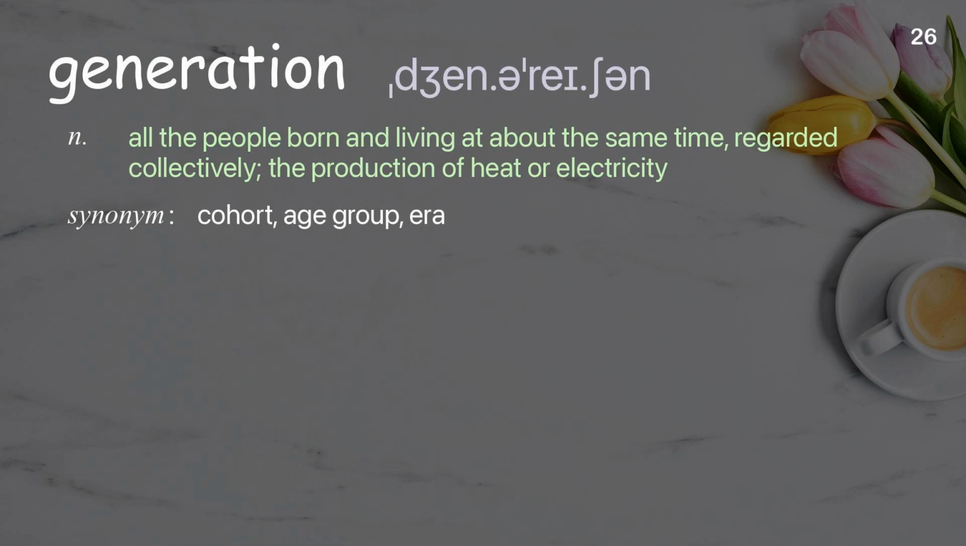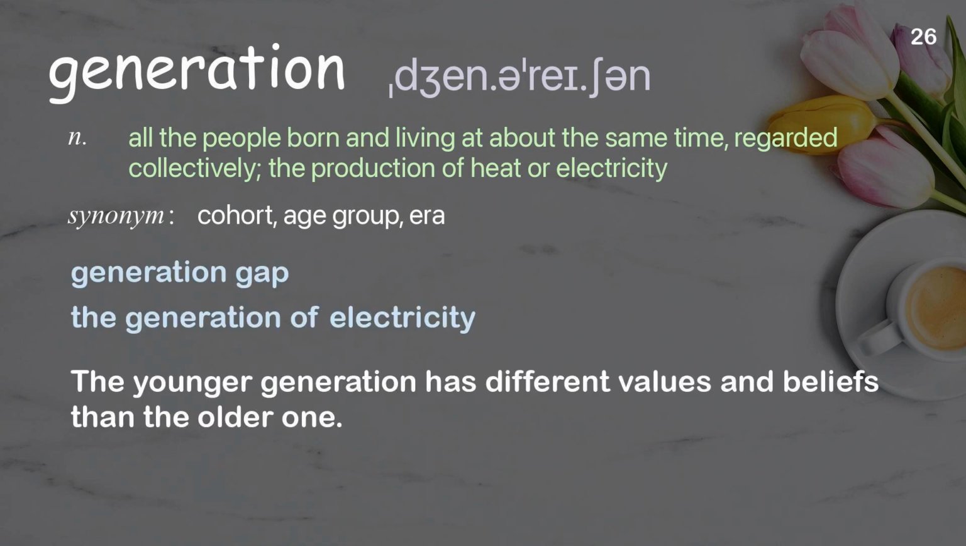Generation: all the people born and living at about the same time, regarded collectively; the production of heat or electricity. Examples: generation gap, the generation of electricity. The younger generation has different values and beliefs than the older one.